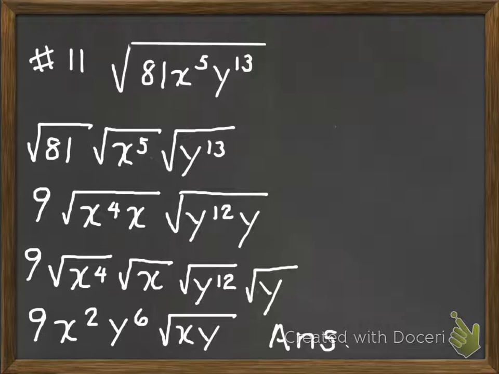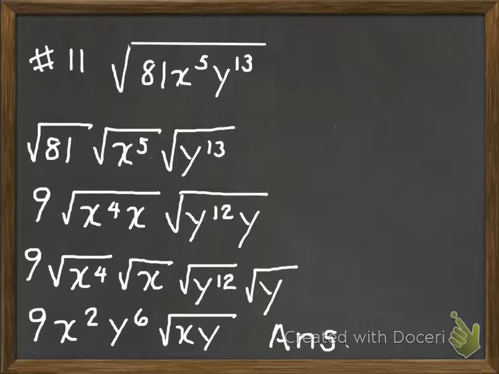So we simplify them. To simplify x to the power of 5, we rewrite it as factors where one of the factors is the highest even power that we can have, x to the 4th in this case. And the other factor is x. So we factorize x to the 5th as x to the 4th times x. This makes x to the 4th a perfect square.